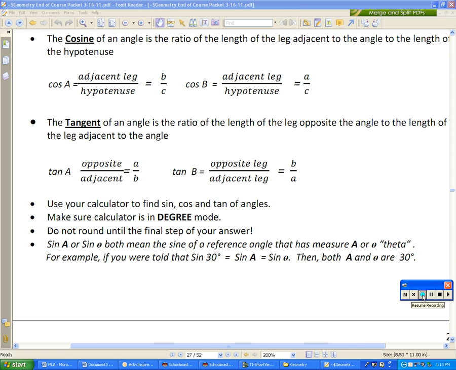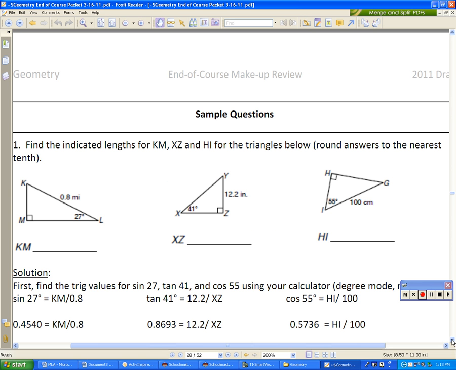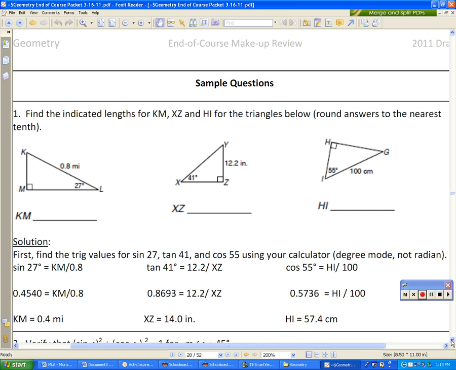We've done things where you have to figure out the sine of something and then multiply it by another number, and sometimes we have rounded and then multiplied. You want to make sure you don't round until the very end. We've talked about this: sine of A or sine of theta both mean the sine of a reference angle. Theta is just a variable, no big deal. All right, so let's do some problems.